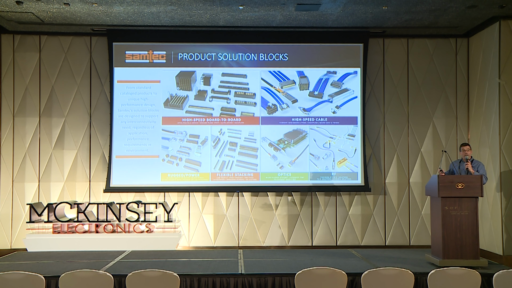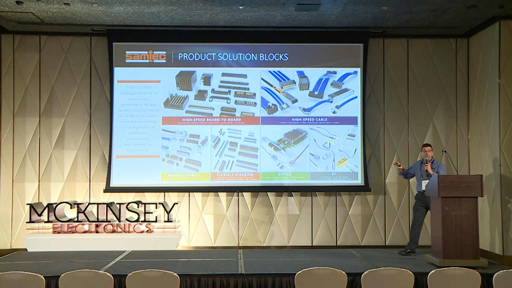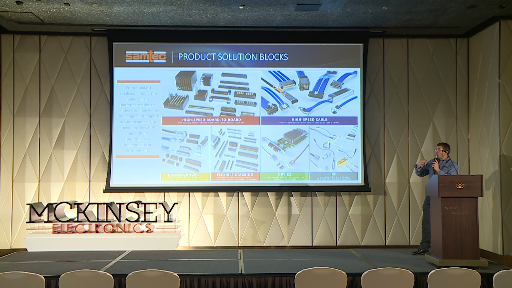Internally, when we look at our product groups, we have high-speed board-to-board, high-speed cable, rugged power, flex stack, optics, and RF. These are our main groups for how we segment our products. High-speed board-to-board typically gets up to 112 gigabits per second data rates today, from dual row strips up to full 800-pin array systems. For high-speed cable, everything in blue on this list is based on twinax or coax technology. It's part of our IP, how we manufacture this, and it's very good up to 112 gig and 224 gig, with very low loss transmission.